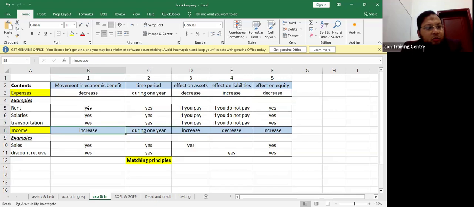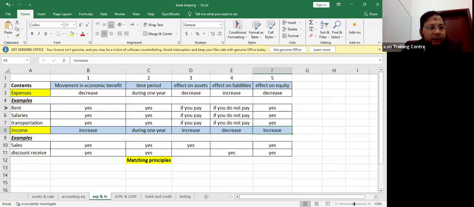So income has totally opposite nature as compared to expense. It will always increase the movement in economic benefit. It should occur during one year, because you have to match expense and income. What effect will an income have on asset? It will always increase. It will always decrease your liability, and it will always increase your equity.